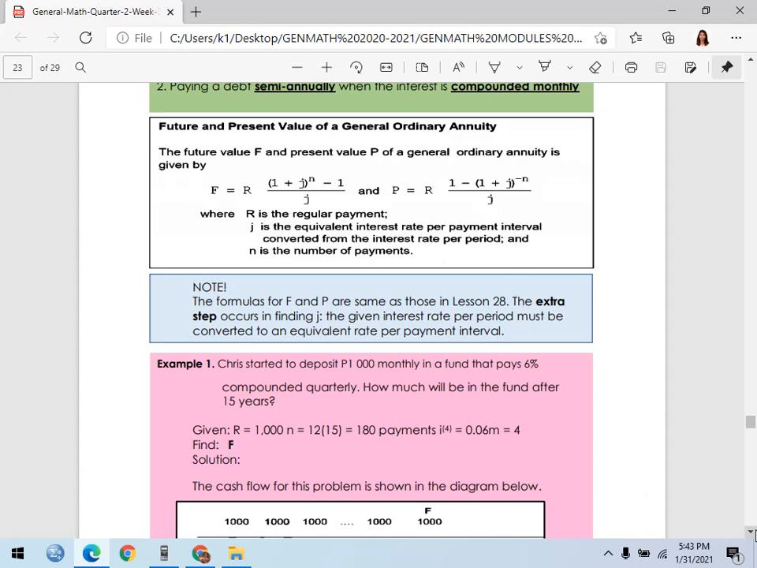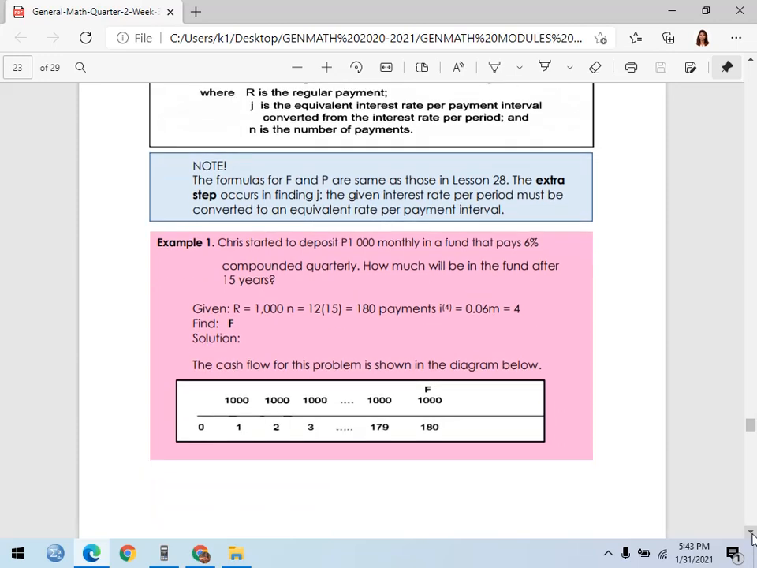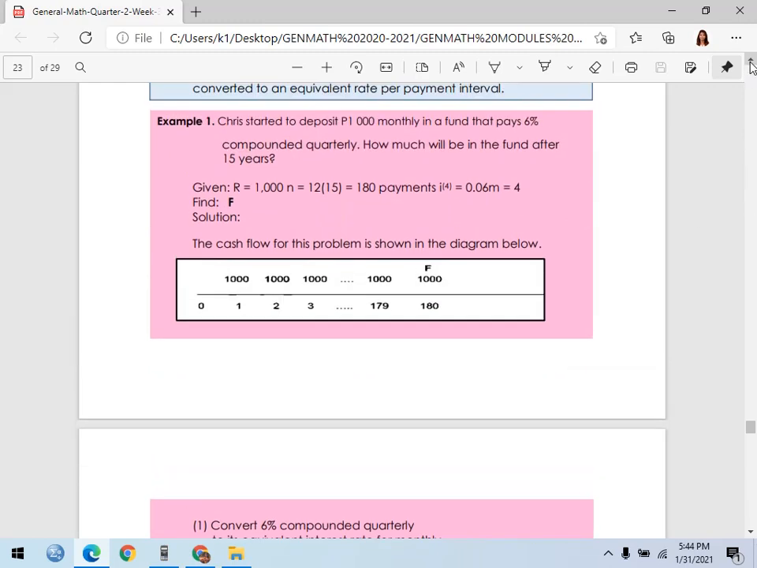So, what is the difference in solving? In here, since magkaiba nga yung interest period and payment interval, kailangan muna nating mag-convert. How is that? Let us have an example. Chris started to deposit 1,000 monthly into a fund that pays 6% compounded quarterly. How much will be in the fund after 15 years?